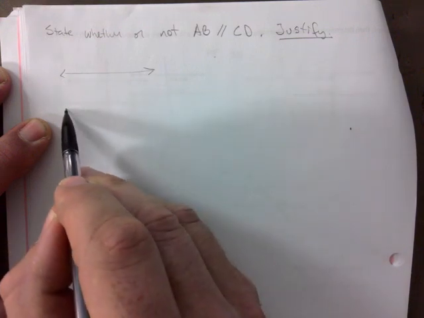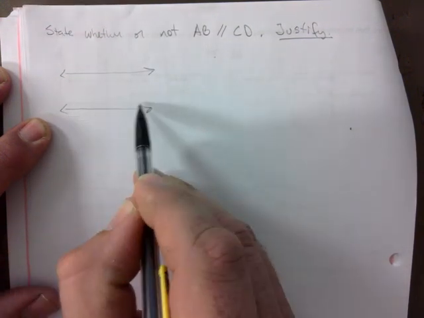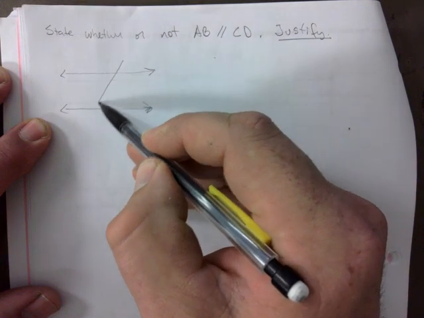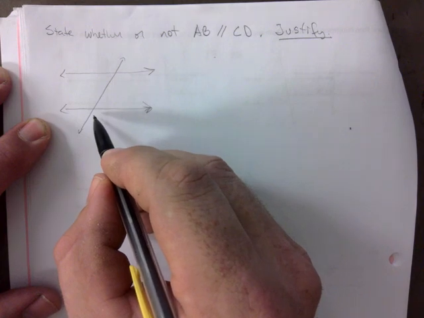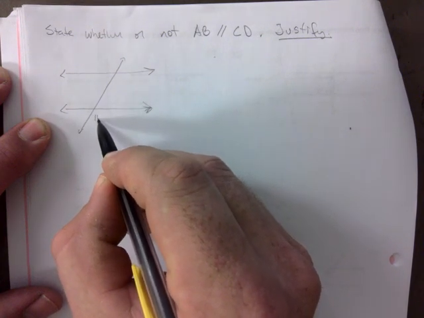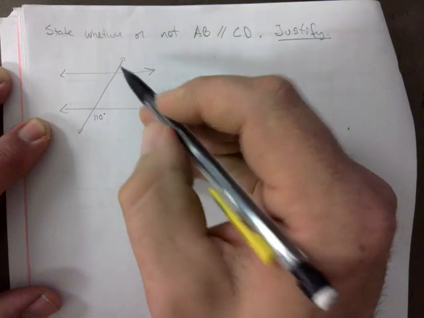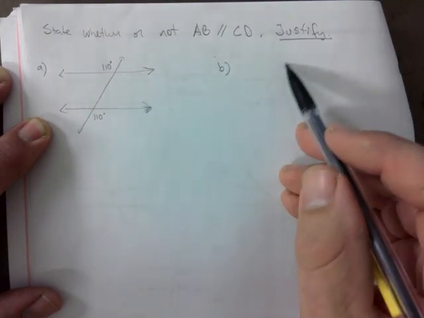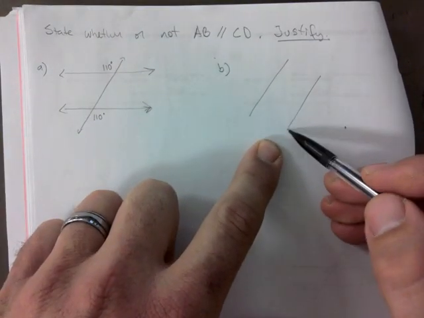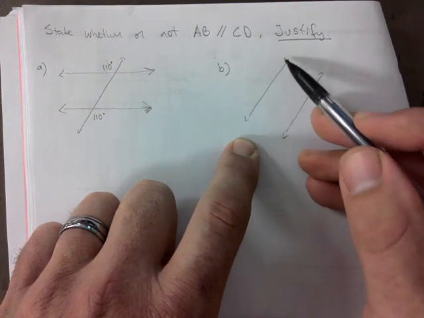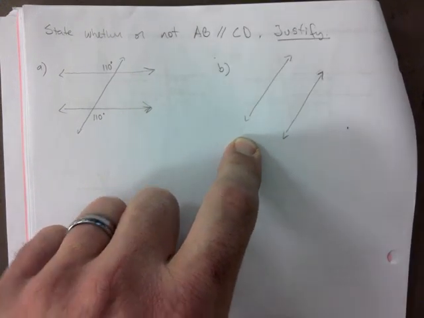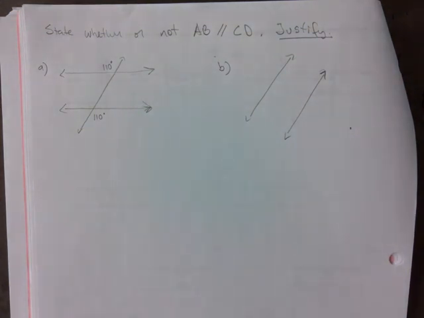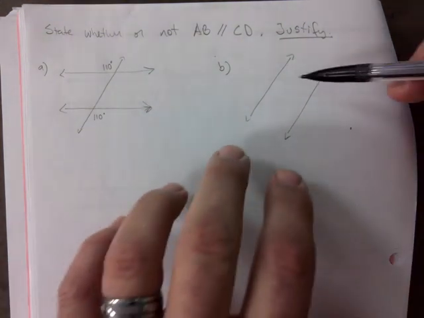We have a line there, another line there. I'm going to keep them basic at first. Another there. And I will say that this is 110 and this is 110. So this is question A. Okay? B. So obviously they look parallel, but we don't know for sure if they are. We have to do some sort of test.